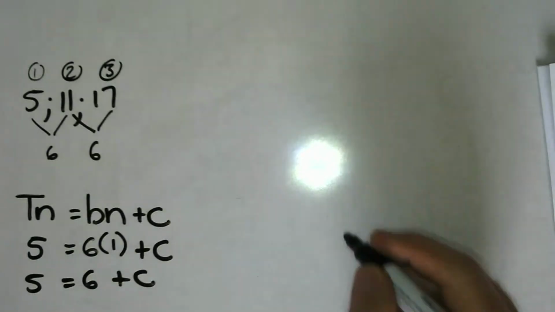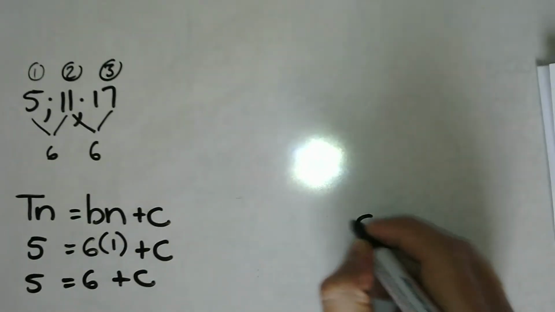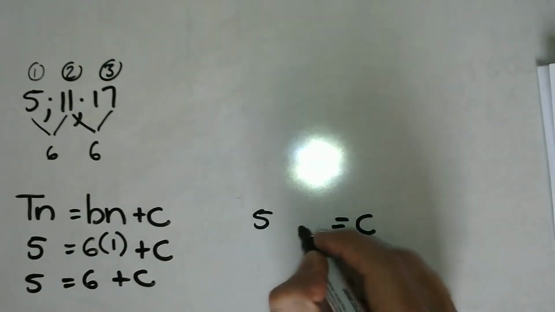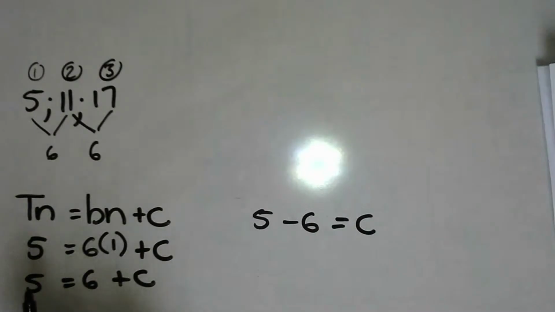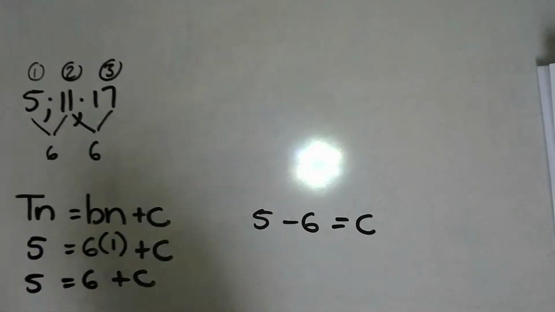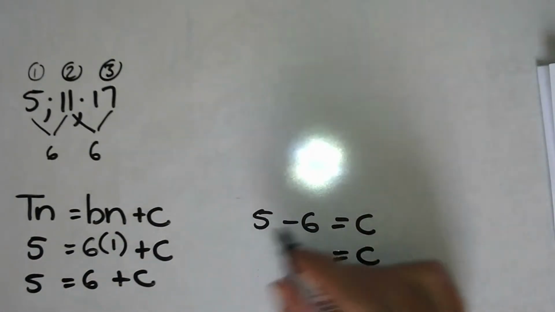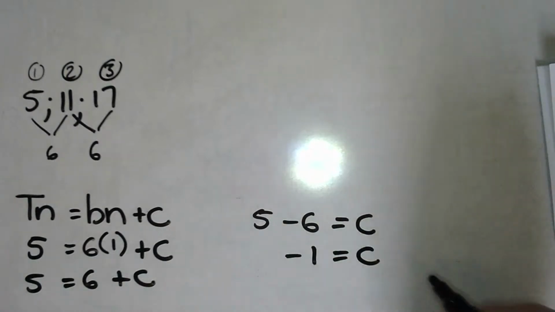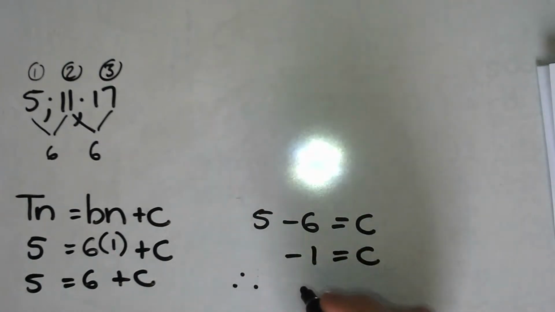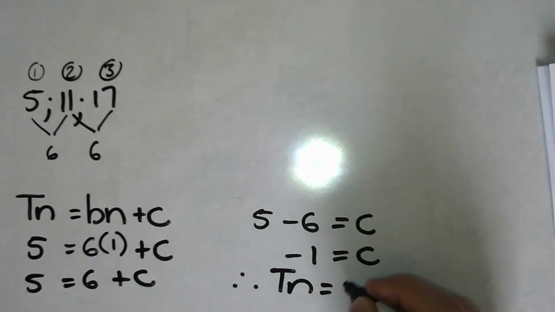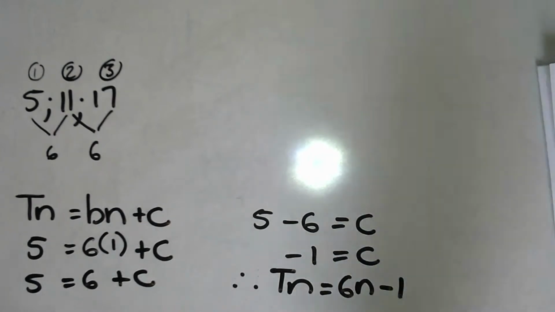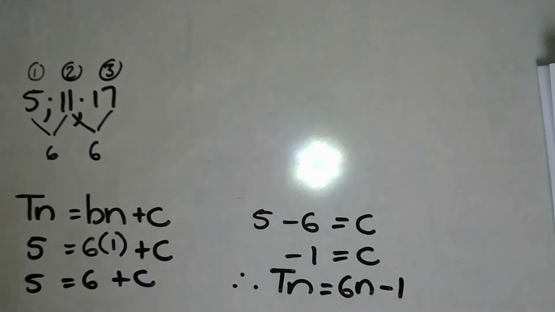Now you need to carry the 6 over to the other side because you want C on its own. So you're going to then say C is equal to 5 minus 6. Remember, when you carry it over, it changes to a negative. So 5 minus 6 gives me negative 1. So therefore, if I have to go and rewrite the formula that I need to use, it will be Tn equals 6n minus 1. Now you can test it to check if everything works out.